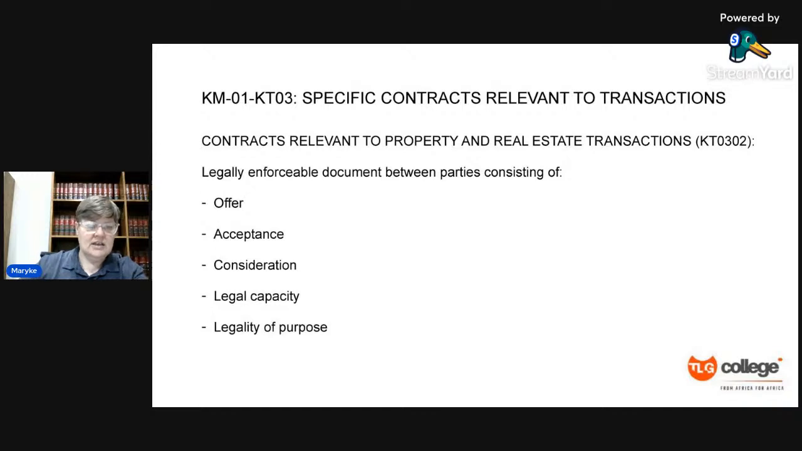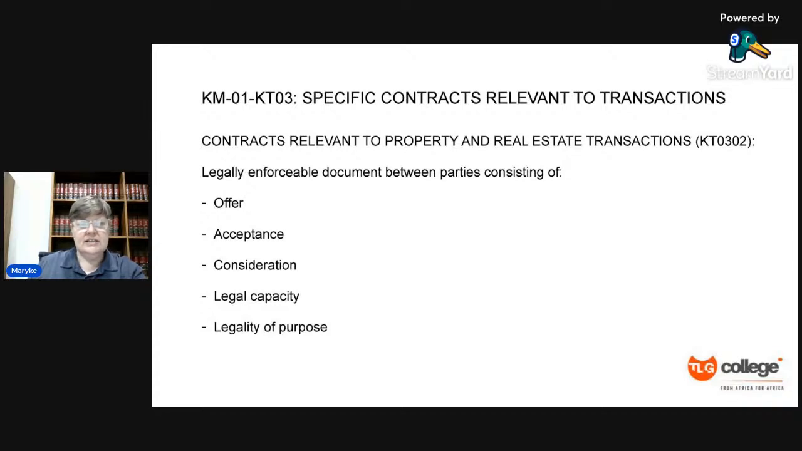Then we're looking at consideration. So consideration is what are the terms and conditions of this contract. There might be special conditions, there might be resolutions to it, et cetera. So terms and conditions in that contract. There must be legal capacity, meaning that all parties should be willing and able, and there must be legality of the purpose, meaning that this exchange, this contract, is legal within the laws of South Africa.